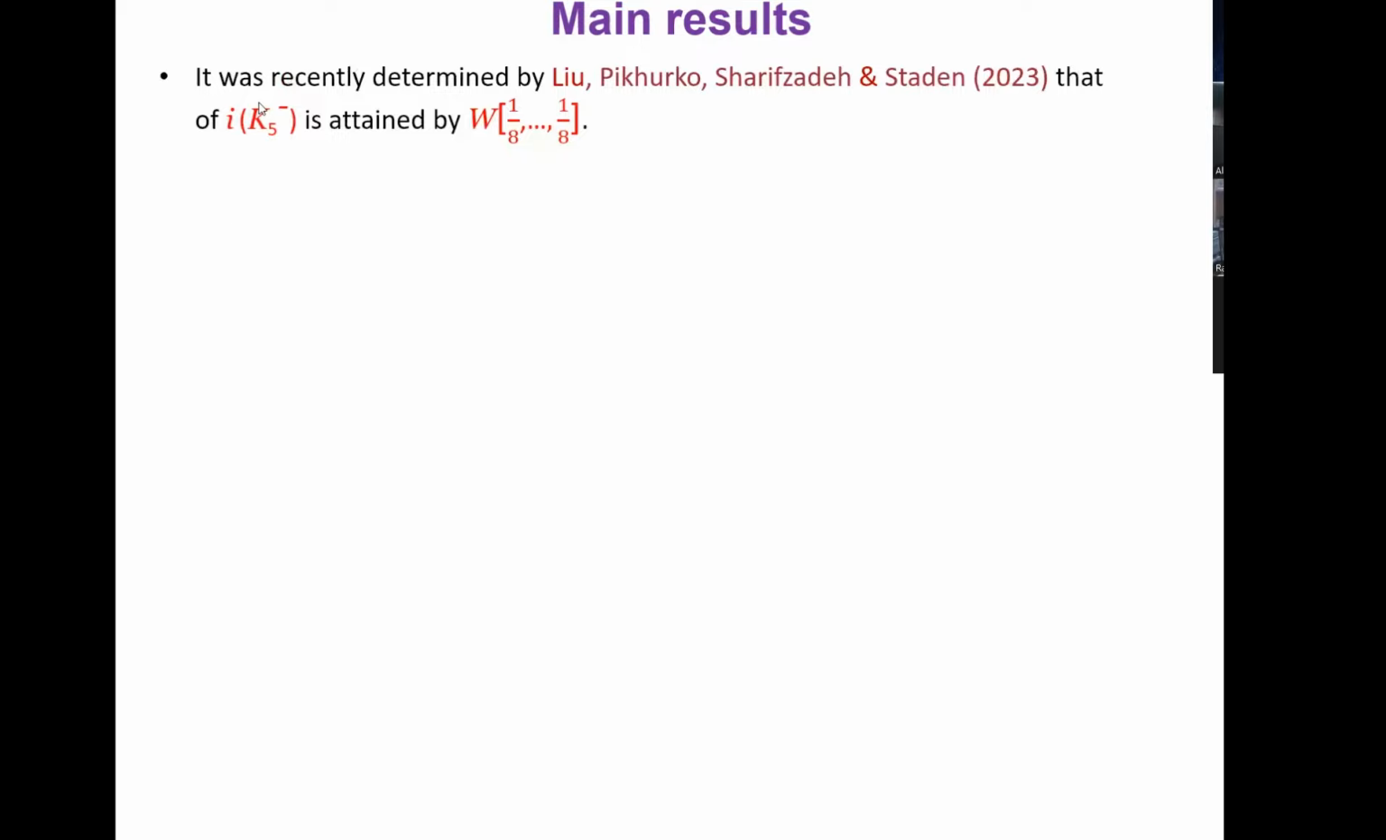So this result of Pikhurko, Sliacan, and Tyros computed the inducibility of K5 minus, and there you already need to take 8 parts, and again it's balanced. So it seems that some pattern should emerge here.